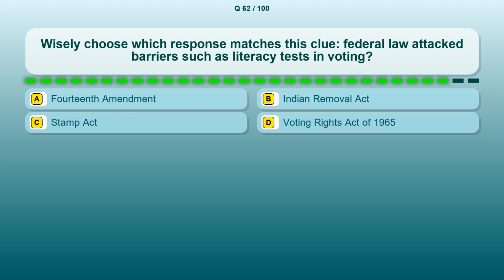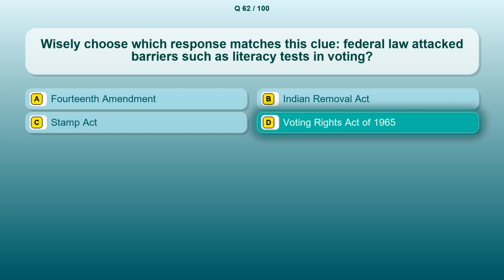Question 62. Wisely choose which response matches this clue. Federal law attacked barriers such as literacy tests and voting. Option A, 14th Amendment. Option B, Indian Removal Act. Option C, Stamp Act. Option D, Voting Rights Act of 1965.